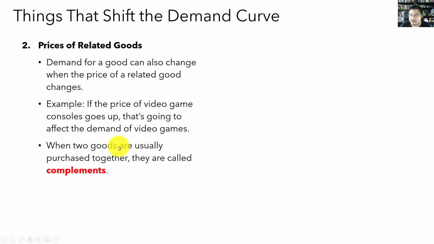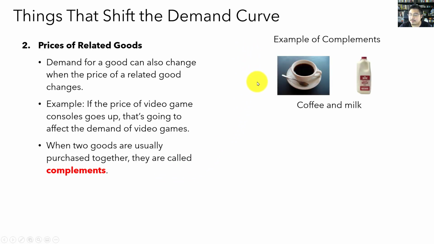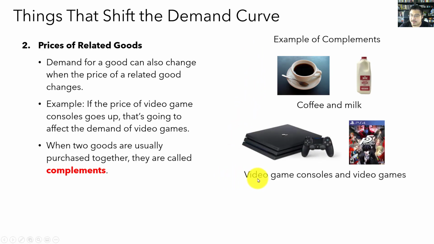First, when two goods are usually purchased together, then we call those goods complements, okay? So complements are goods that tend to be used together to achieve some purpose, all right? So what are some examples of complements? Well, coffee and milk are complements because they usually go together. Another example would be video game consoles and video games. Those two kind of have to go together.